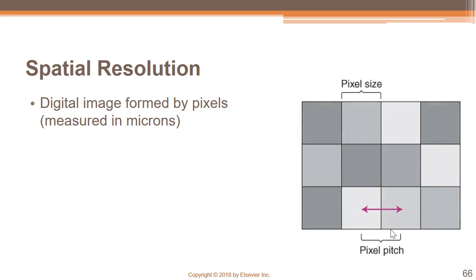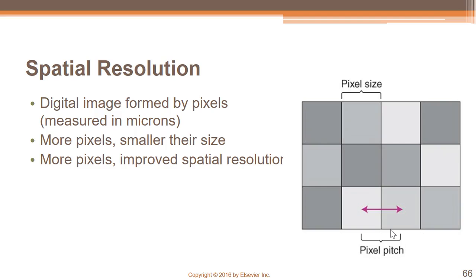Now we need to talk about something called spatial resolution. A digital image is composed of discrete information in the form of pixels that displays various shades of gray. The size of one pixel is actually measured in microns, and 100 microns is 0.1 millimeters. As mentioned before, the greater the number of pixels, the smaller their size. So the matrix is the same size, but if you increase the number of the pixels, they get smaller. An image consisting of a greater number of pixels provides improved spatial resolution.